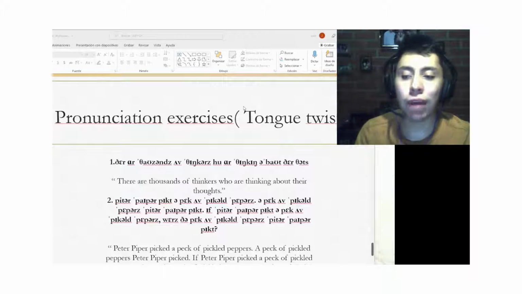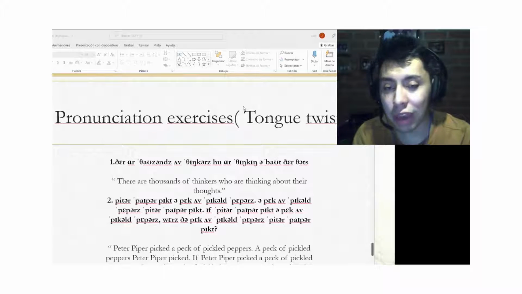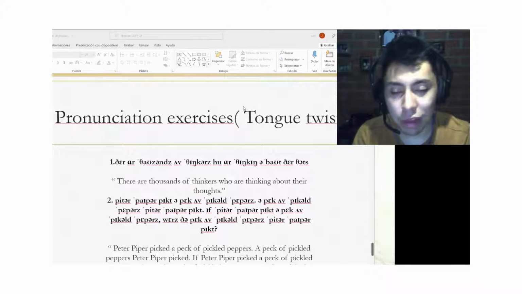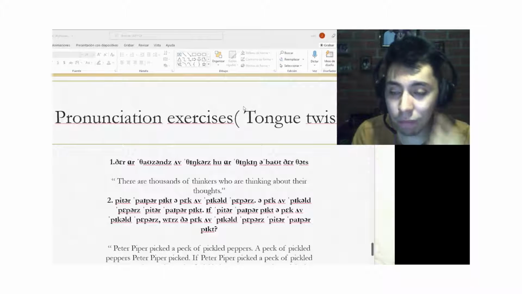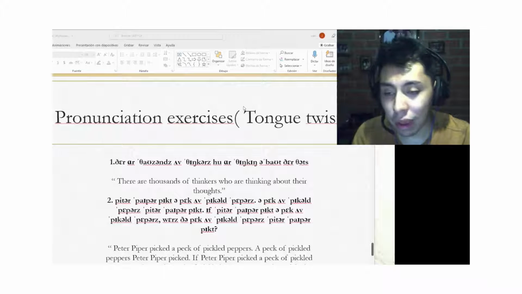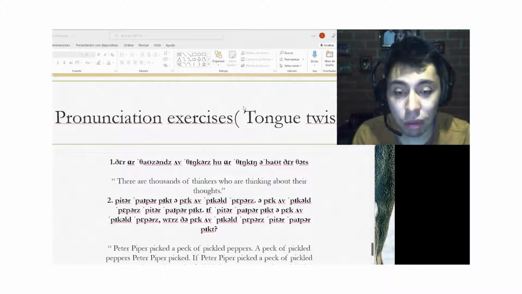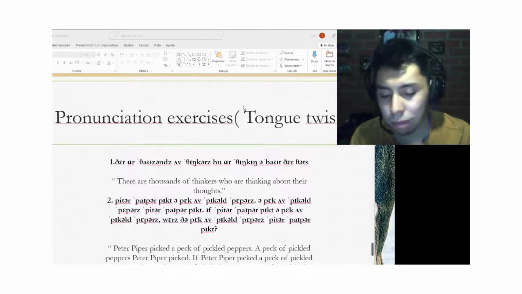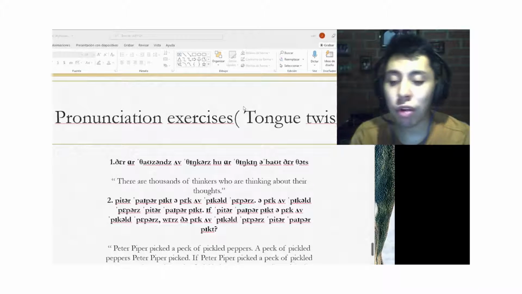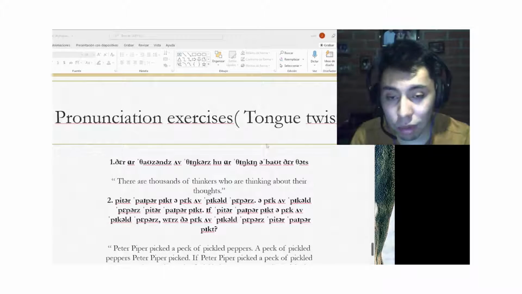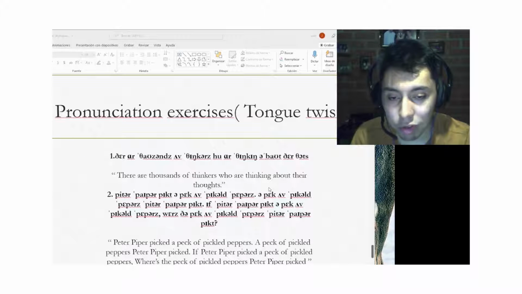Right now we have some pronunciation exercises, more specifically tongue twisters. We have, for example, the first one. There are thousands of thinkers who are thinking about their thoughts. This is very easy to understand, very easy to pronounce. But we have the second one, which is a little bit hard to pronounce.